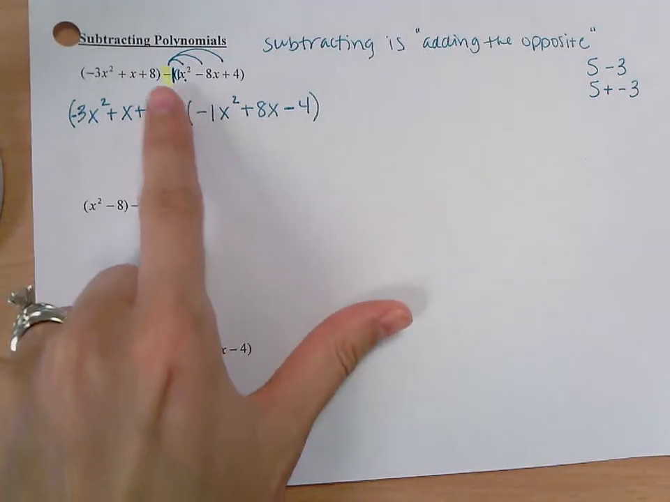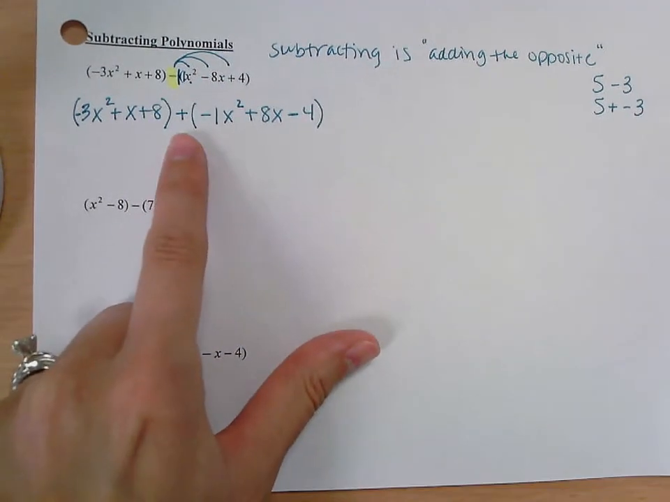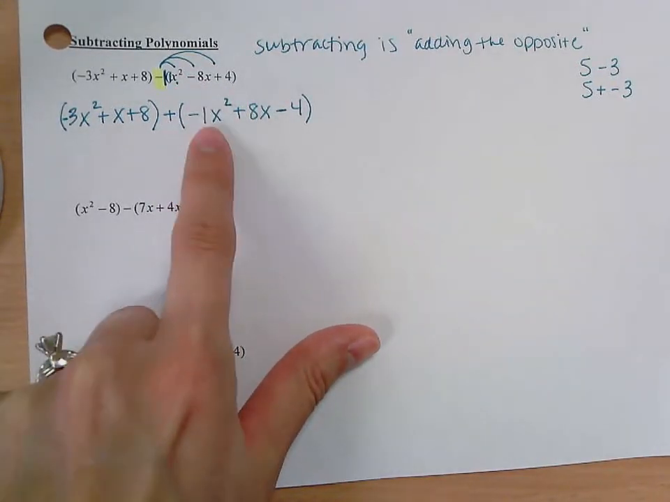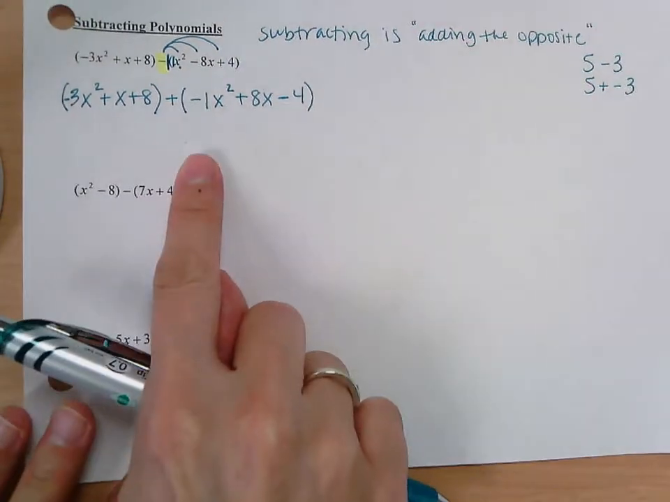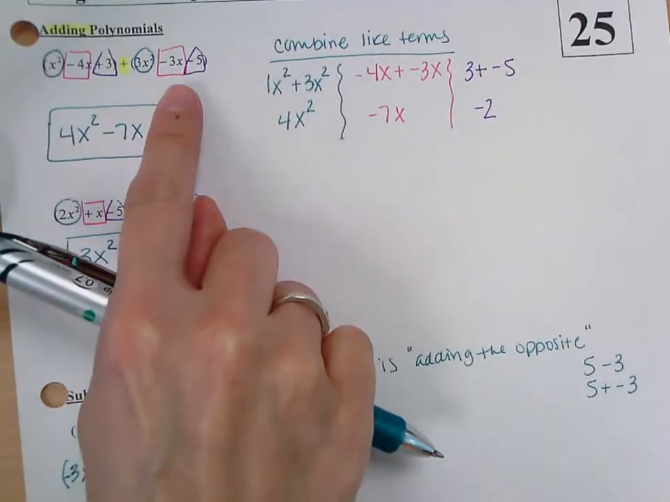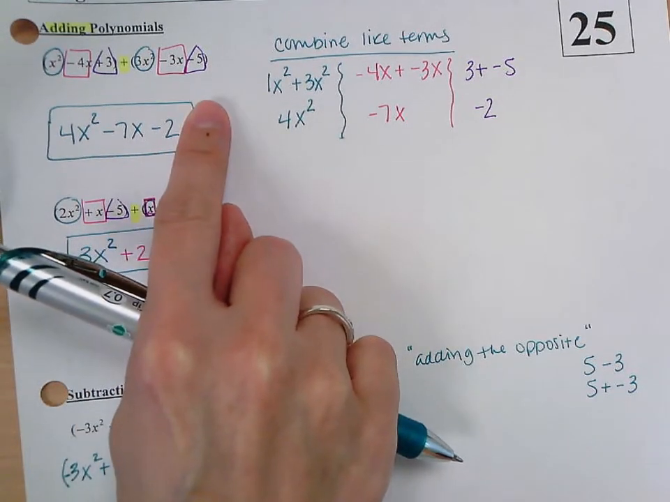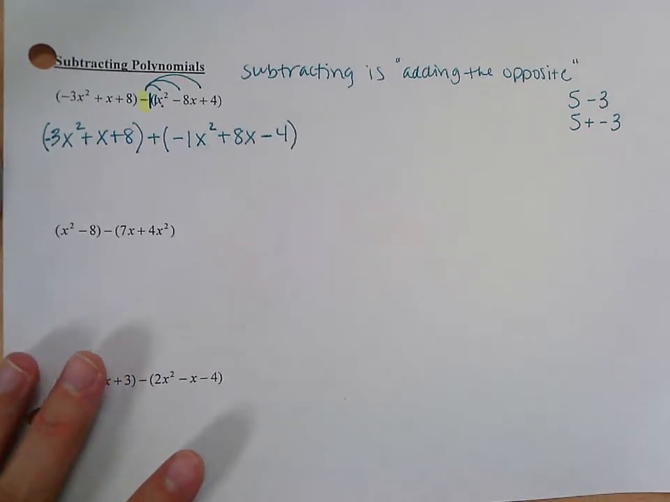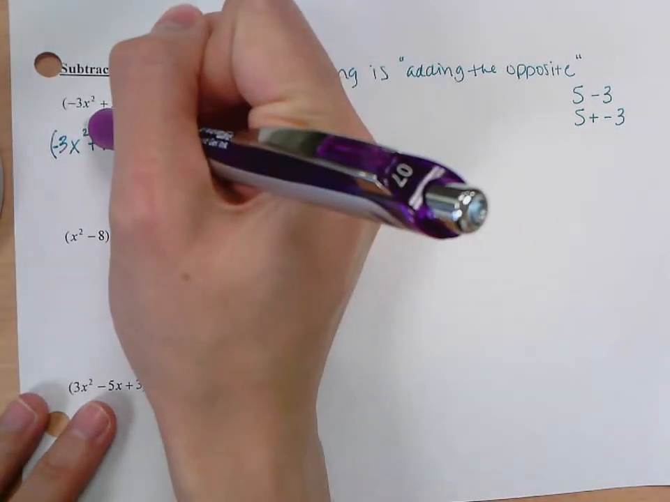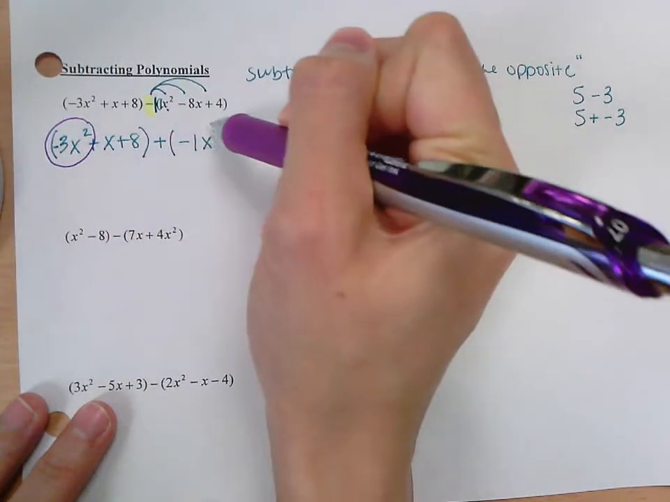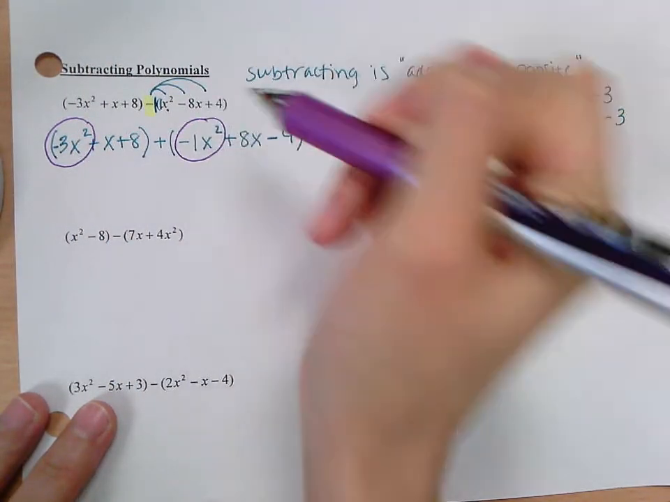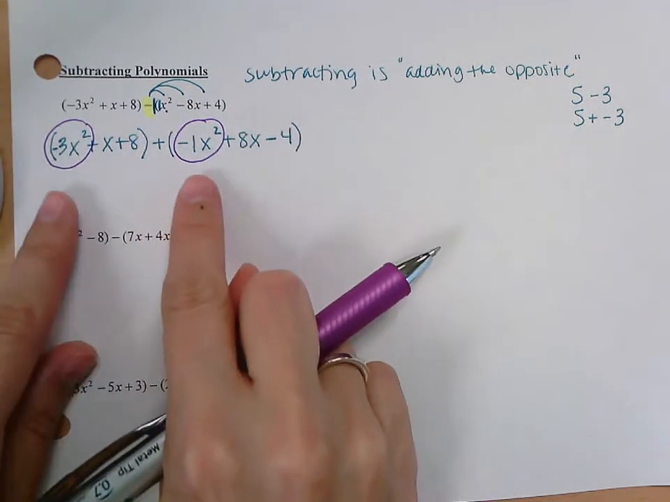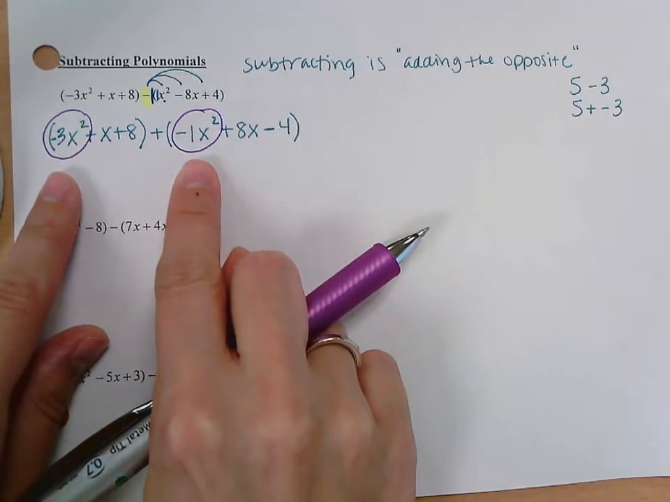Okay, and so now that I distributed that, and this is now a plus sign, I'm adding the opposite. I just changed the sign of everything in that second one. Now I can do the exact same thing I did up here and just combine like terms. So I have, for like terms, negative 3x squared and negative 1x squared. If I add these together, what would I have?